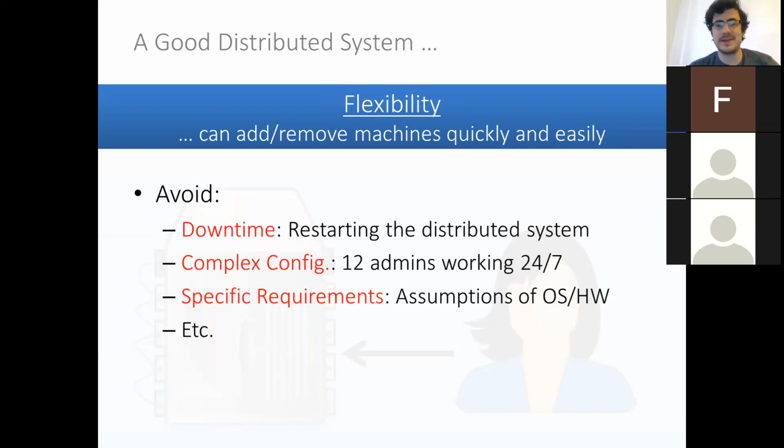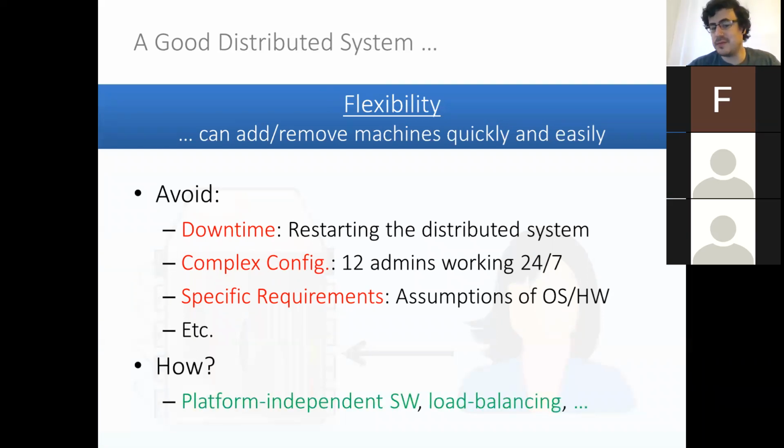We want to avoid things like, when we add a machine, having to restart the entire thing, right? So if you imagine if Google had to restart their entire distributed system every time they add a new machine, that wouldn't work. We don't want lots of work associated with adding different machines.